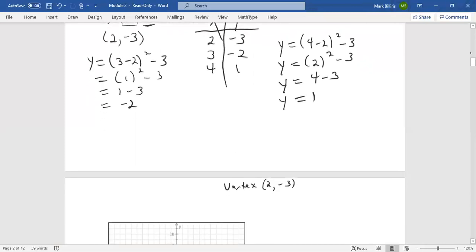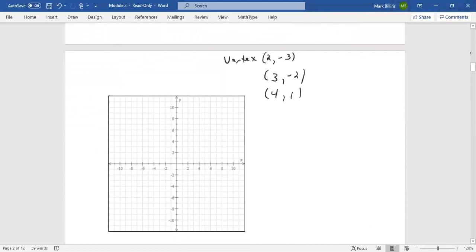So we're going to come down to our graph. So again, we know we have 2, negative 3, we have 3, negative 2, and 4, 1 for 2 points to the right. So let's go ahead and plot those. So 2, negative 3, we move to the right 2 and down 3. Then we have 3, negative 2, to the right 3 and down 2. And we have 4, 1.